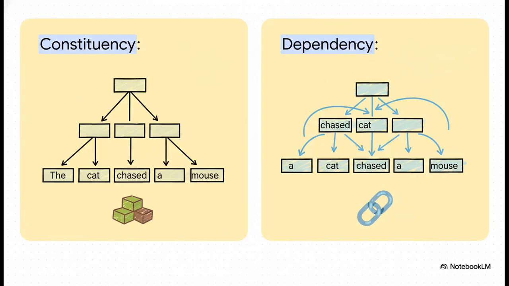But grouping words into phrases isn't the only game in town. And this is a really crucial distinction to understand: constituency versus dependency parsing. Instead of building those phrase blocks, dependency parsing just creates direct links between words. It shows you relationships, like this word is the subject of that verb. Just think of them as different tools for different jobs. Constituency is great for languages like English with rigid structures, while dependency often works better for languages with freer word order.